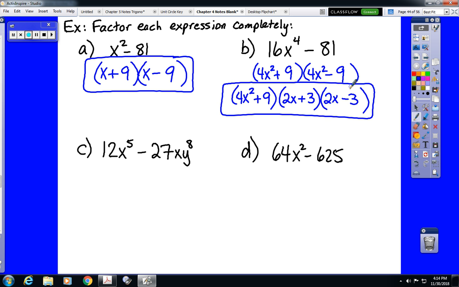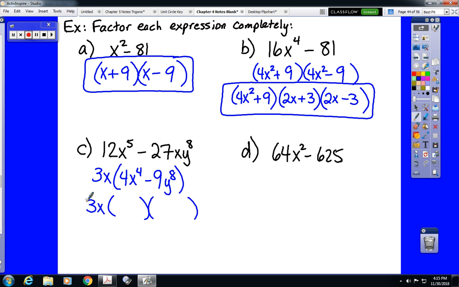On letter C, these don't look like perfect squares, but they have a greatest common factor. Both of those terms are divisible by 3x. When I factor out 3x, I'm left with 4x to the 4th minus 9y to the 8th. Now these should look like perfect squares. So again, the 3x is part of the answer, and we can't just forget about it and let it sit out there. It's got to be part of the answer. You can't just forget about it and finish, because if you do, you won't have an equivalent expression.